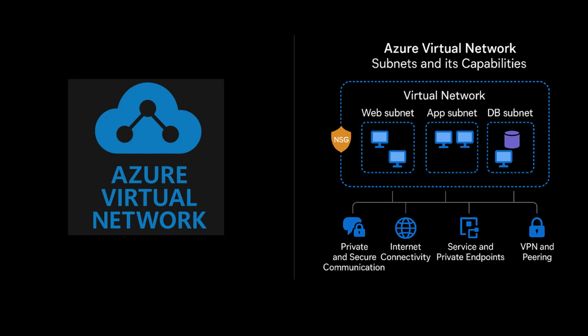Imagine you're deploying a 3-tier web application in Azure. You begin by creating a virtual network with an address space like 10.0.0.0/16, giving you plenty of room to carve out subnets for each layer of your application. You then divide this space into three subnets. One for the web front end at 10.0.1.0/24, another for the application logic at 10.0.2.0/24, and a third for the database layer at 10.0.3.0/24.